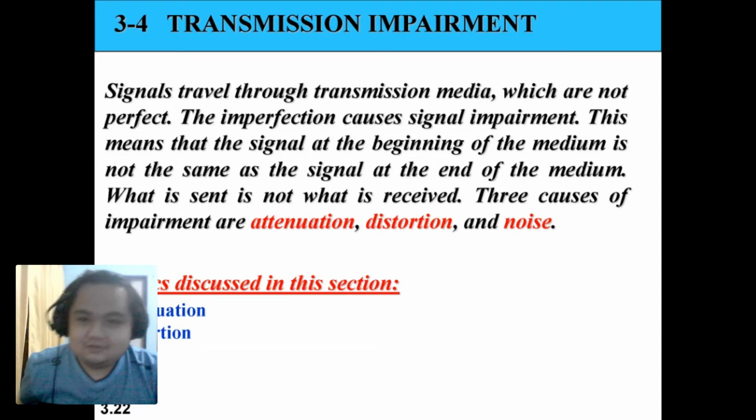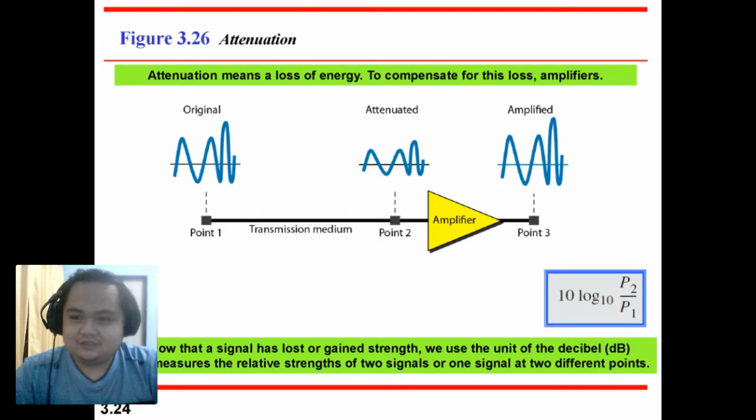Transmission impairment. The signal travels through transmission media, which are not perfect. The imperfection causes signal impairment. That means that the signal at the beginning of the medium is not the same as the signal at the end of the medium. What is sent is not what is received. Three causes of impairment are attenuation, distortion, and noise.